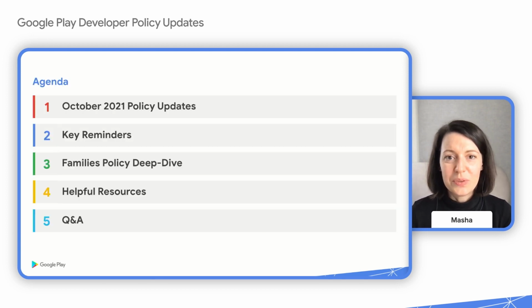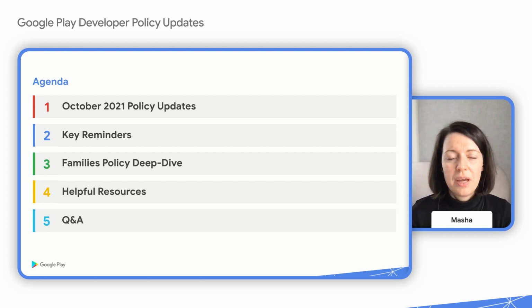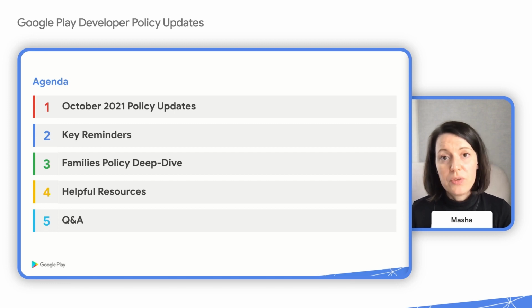I'll give you a quick overview of today's agenda, quite a packed one. We're going to start with October policy updates, key reminders and important dates. We're going to take a closer look at the families policy as a deep dive and give you an overview of any changes there. Of course, a few helpful resources to help you navigate all the updates and get set up for success. And then last but not least, we'll take your questions towards the end of the session.